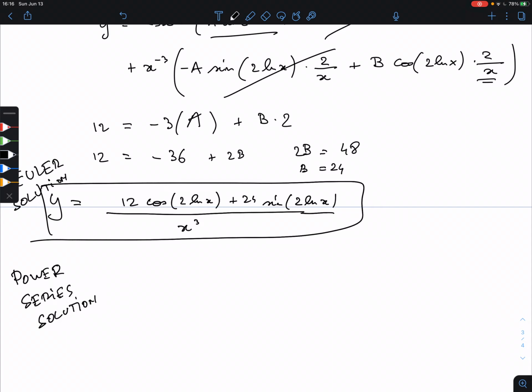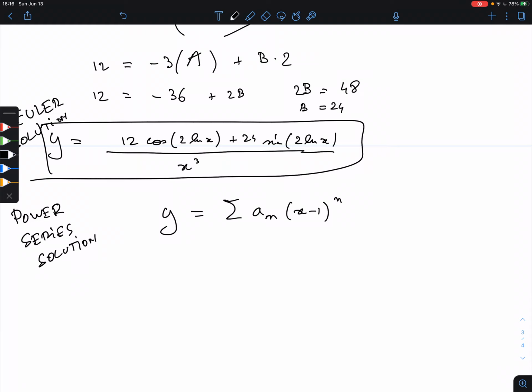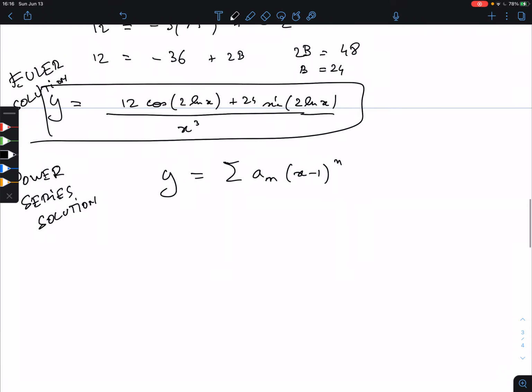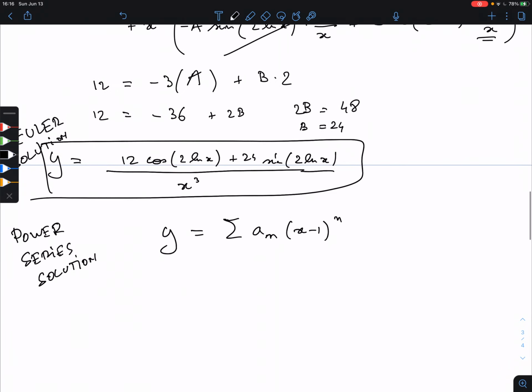But as I said, centered at 1. So this means something of this form. And you'll see it exists, of course, because the theory says it, as 1 is an ordinary point, so we can do this. So what do we need to do? Well, we need to rewrite these coefficients now, right?